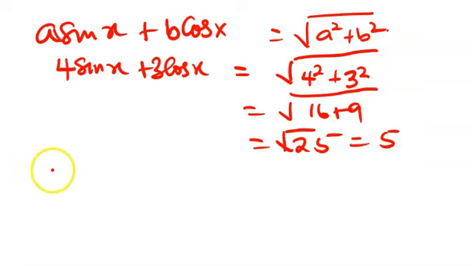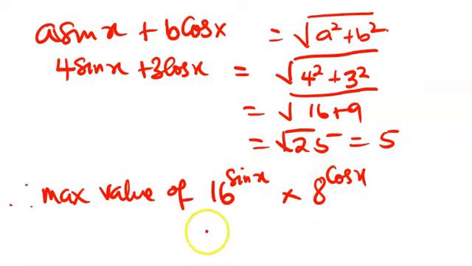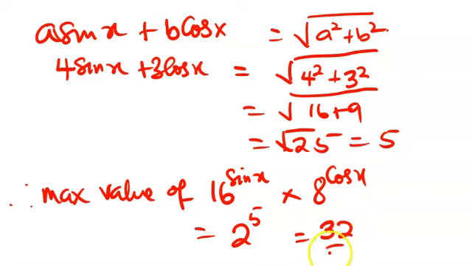Therefore, the maximum value of 16 raised to the power sin x times 8 raised to the power cos x will be 2 raised to the power 5, which is equal to 32. That is the answer.